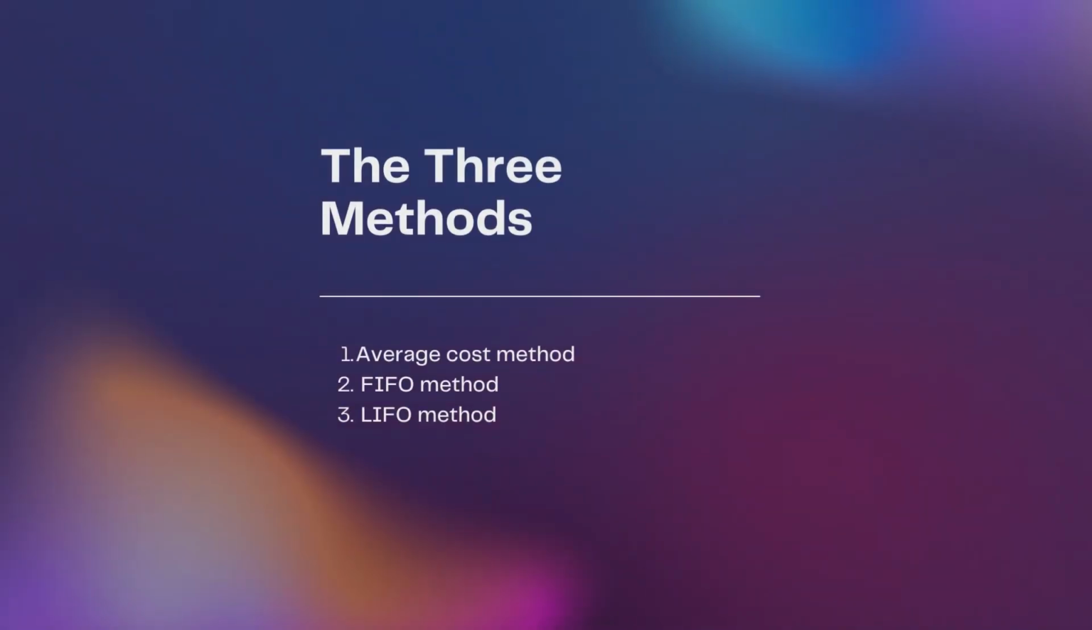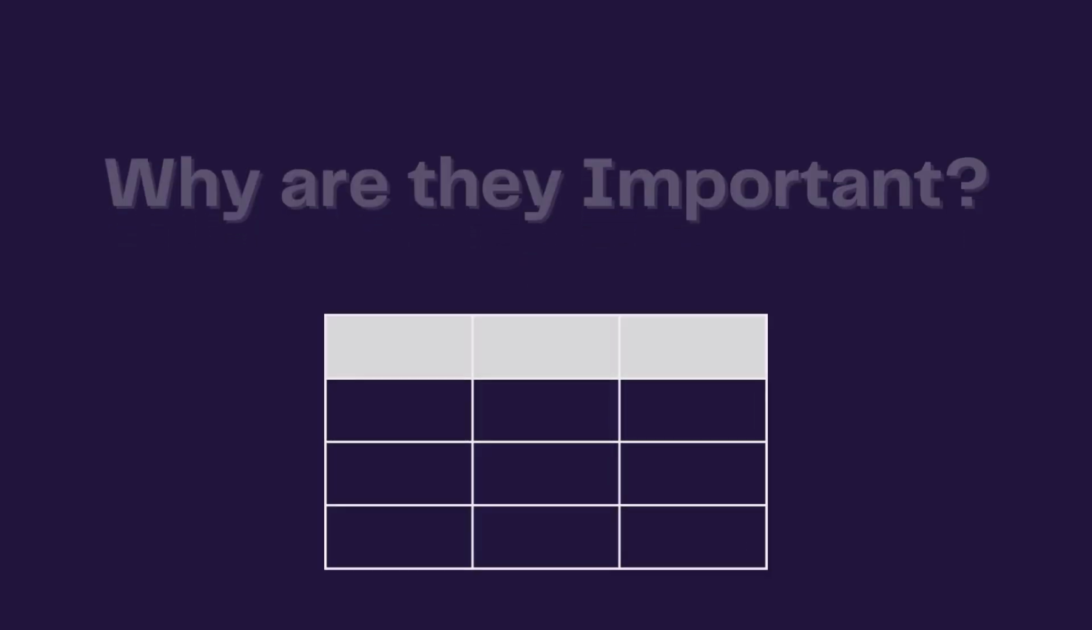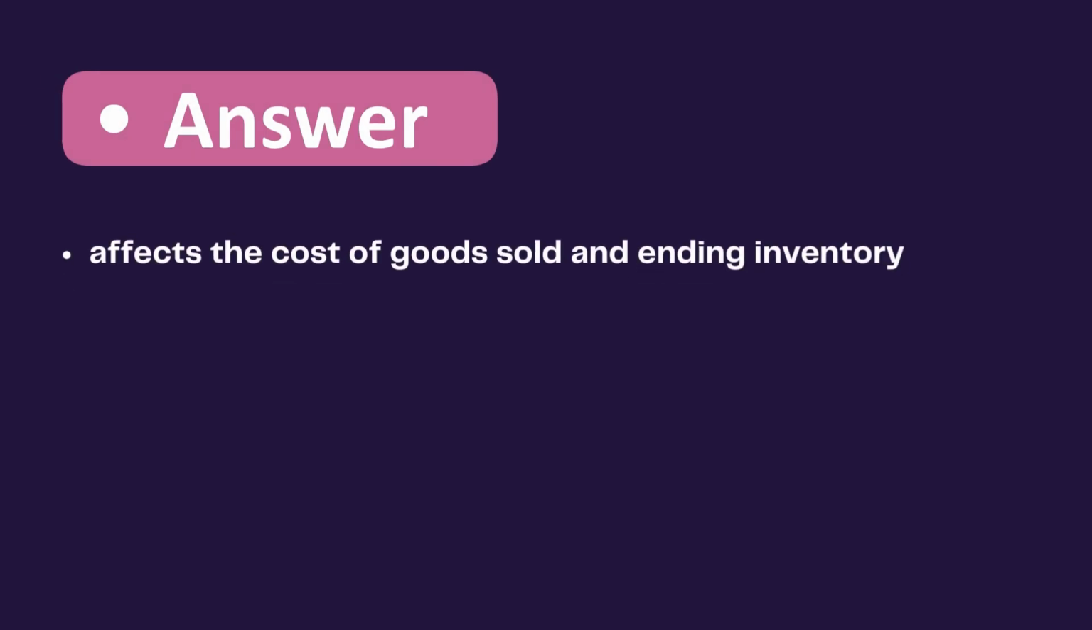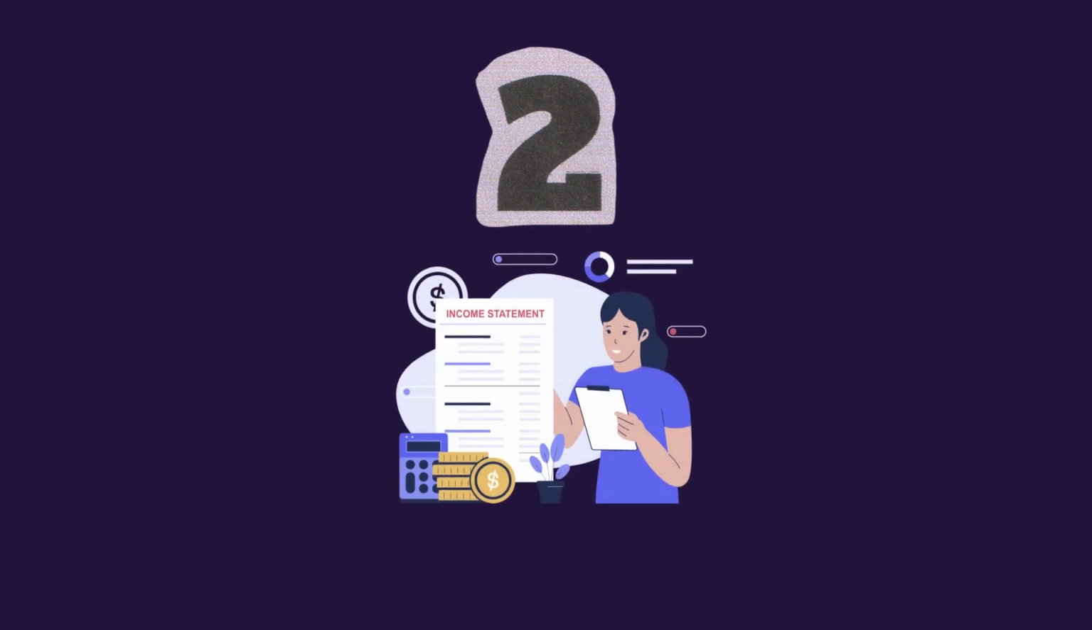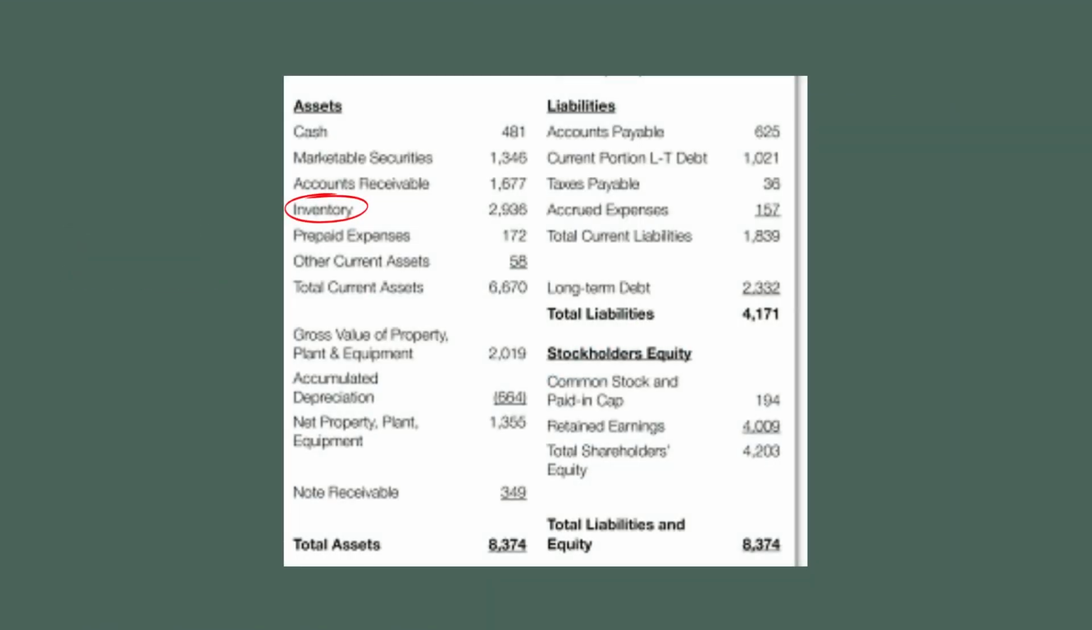In this video, we'll be going through 3 different methods of inventory cost flow. But before we do that, let's first ask, why are inventory cost flow assumptions important? The simplest answer is because they affect the cost of goods sold and ending inventory, which are 2 key financial statement items. The cost of goods sold is a major expense on the income statement, and ending inventory is an asset on the balance sheet.